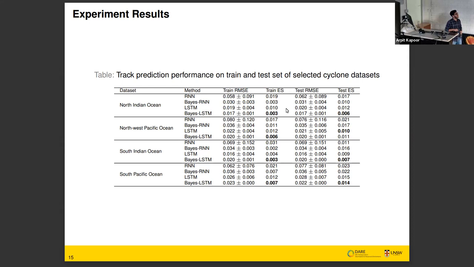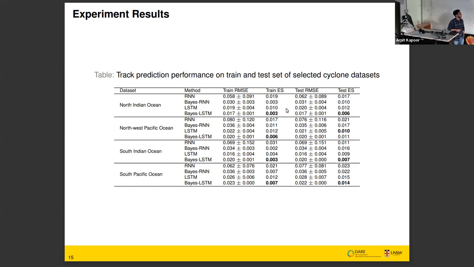And we also report the train and test energy scores. So what you see is that we want to minimize both the RMSE and the energy scores. For most of the cases, you'll observe that the Bayesian LSTMs and Bayesian RNN provide a better estimation of the uncertainty in the predictions, shown by the smaller energy score in both train and test performance. And this is common in all the four data sets that we've used.